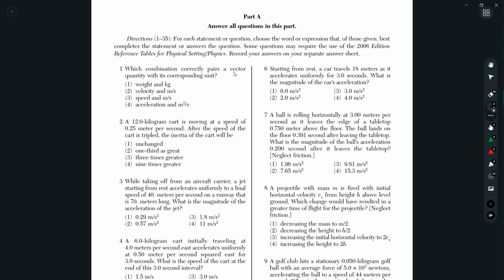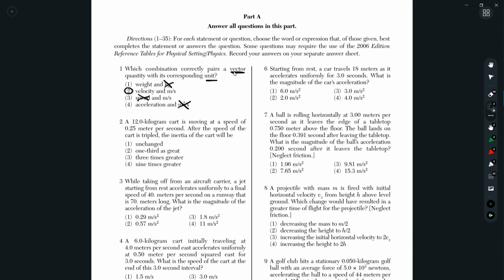Number 1: what correctly pairs the vector with the unit? Weight is a vector, but it's not kilograms. Velocity in meters per second, right; speed is not a vector. Acceleration is meters per second squared. So that one's choice 2.